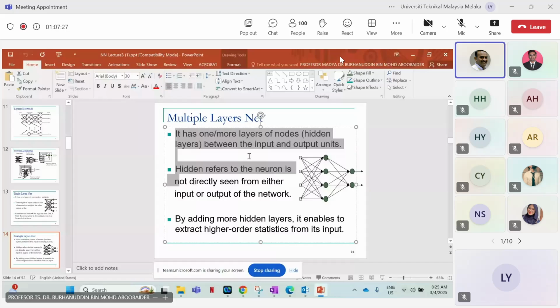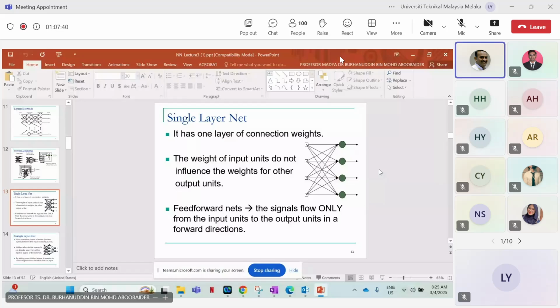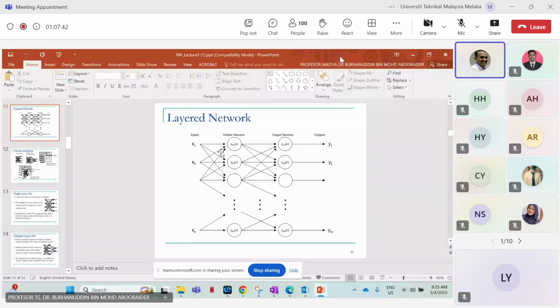If we add more layers, there will be more statistical calculation. Here you have one layer, so you have a calculation. Once you have the calculation, you go to the next layer, calculation, the next layer, calculation. So you can see layer one has one calculation, layer two one calculation, layer three one calculation. So it will be a higher order of calculation or statistics.